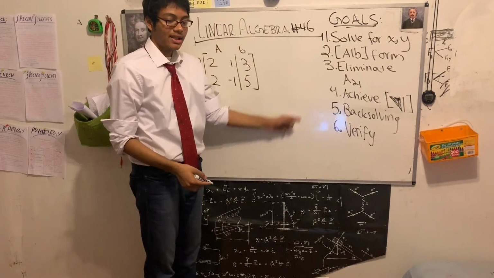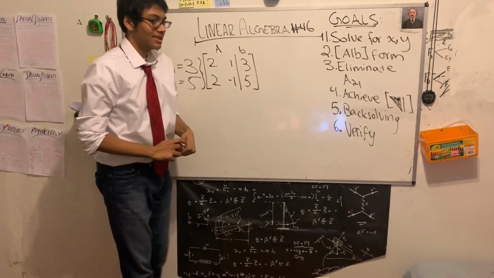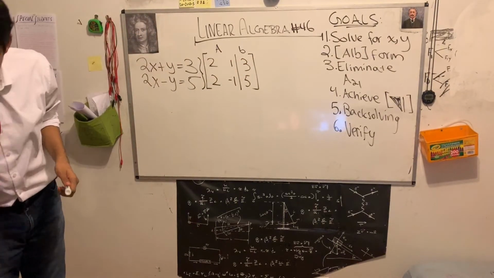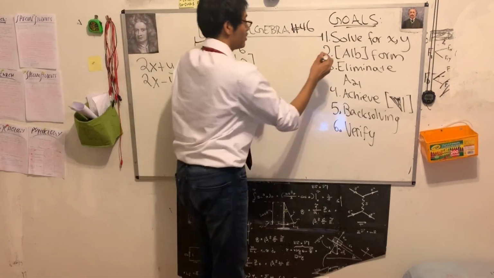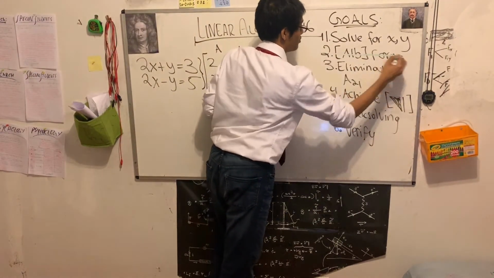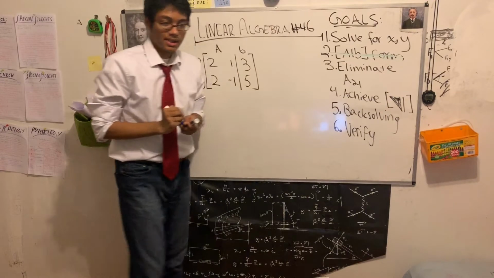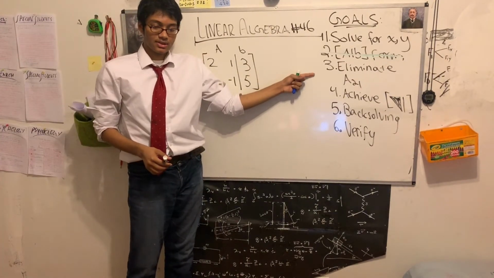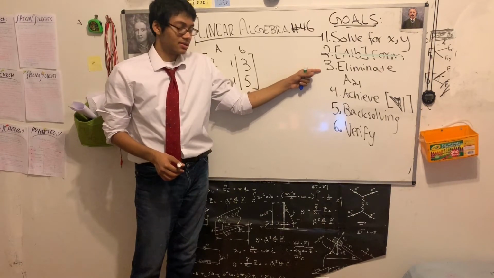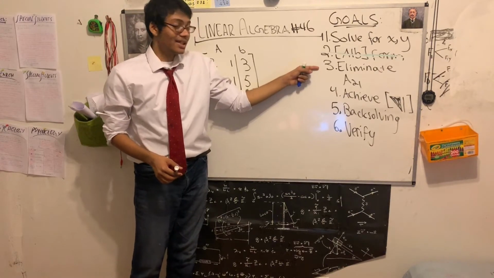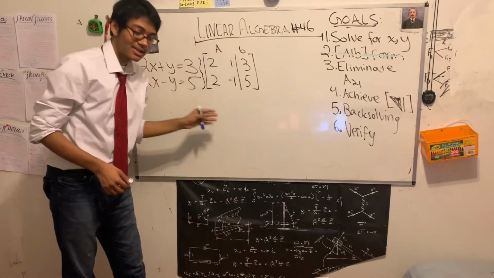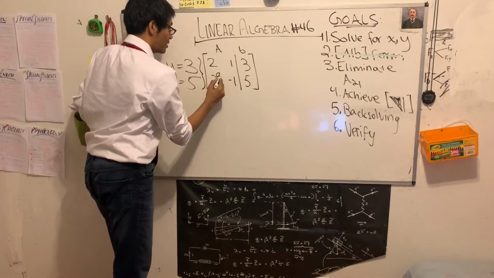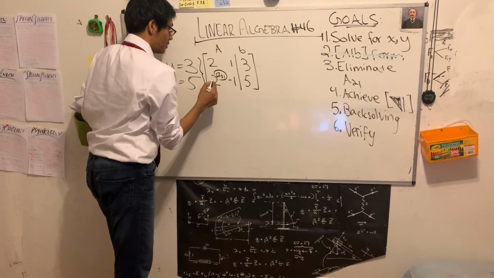So have I completed any goals yet? Yes. AB form. Haven't I just gotten it in AB form? Right? So, boom. We are done with step number 2. Okay, what should I try to do next, folks? Any ideas? So eliminate A21. Which of these entries is A21? The 2 on the bottom there. I would like to call this A21.